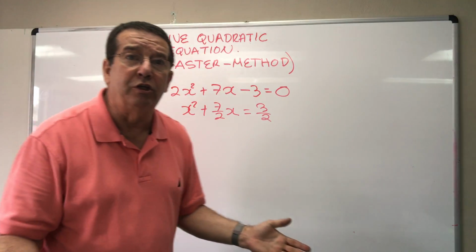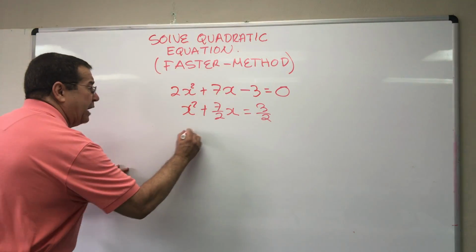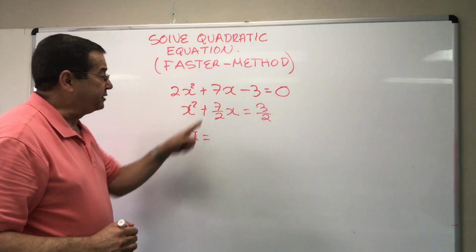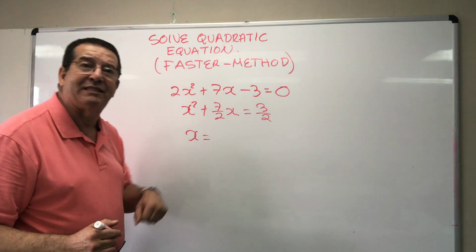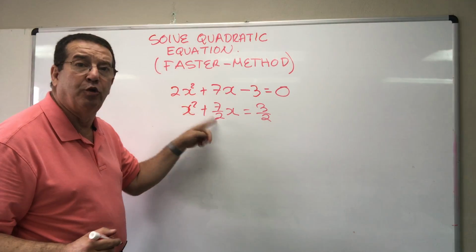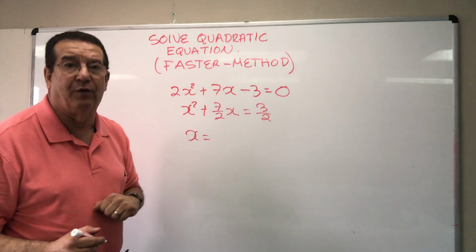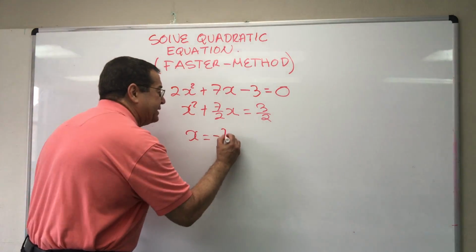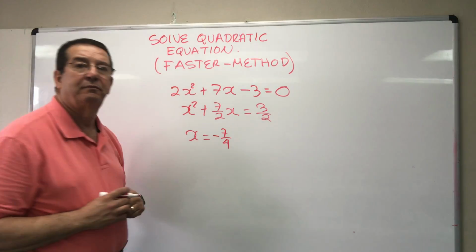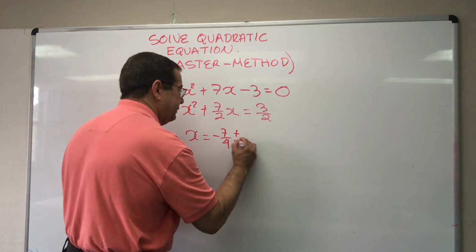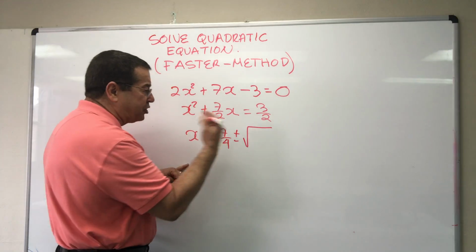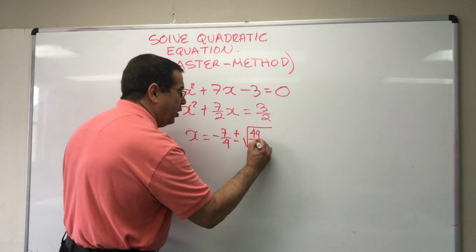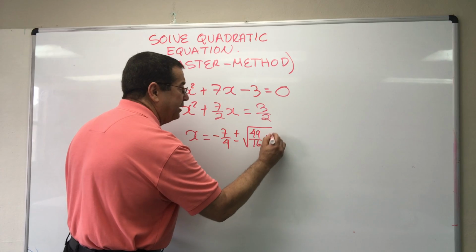Now, what do you do? Go directly to the solution. This is basic. x is equal to... 7 over 2 divided by 2 is 7 over 4, and you change the sign: negative 7 over 4, plus and minus the square root. This number squared is 49 over 16, plus 3 over 2.